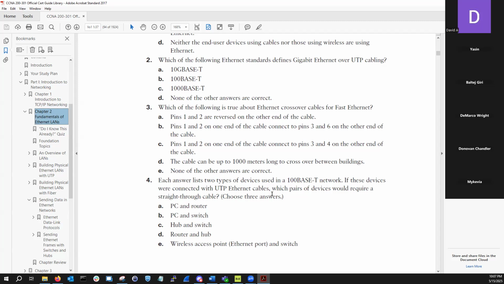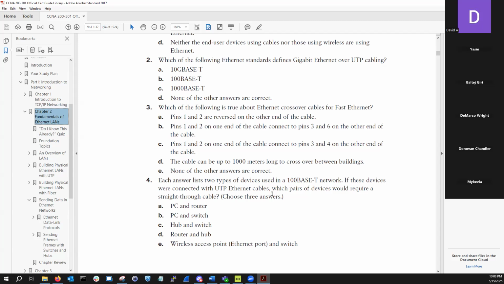It shouldn't confuse you. It's asking: each answer lists two types of devices used in a 100BASE-T network. If these devices were connected with UTP Ethernet cables, which pairs of devices would require a straight through cable? Choose three answers. PC and a switch transmit on two different pins, don't they? Yeah. Okay, so we can use a straight through cable and rely on auto MDIX for PC and switch.